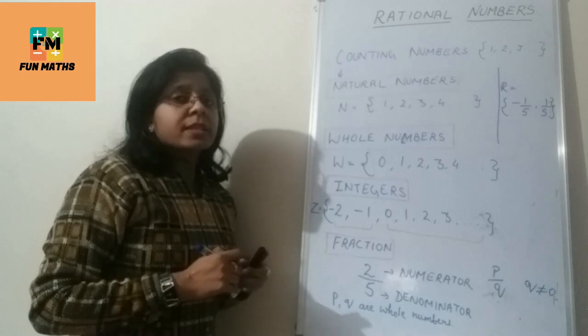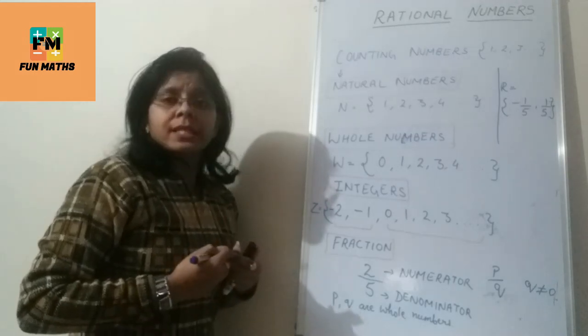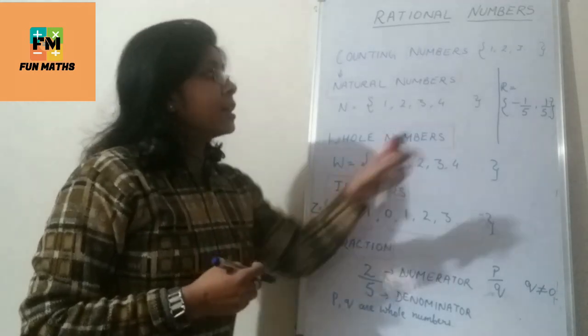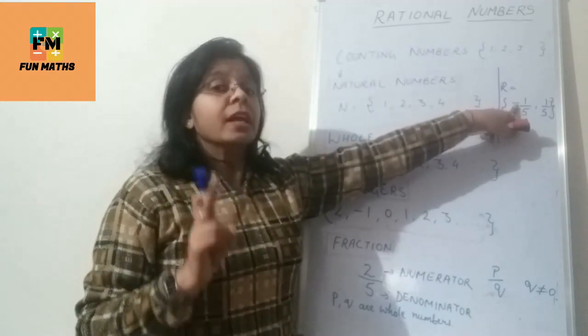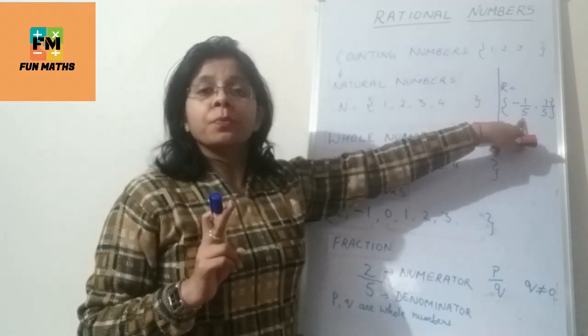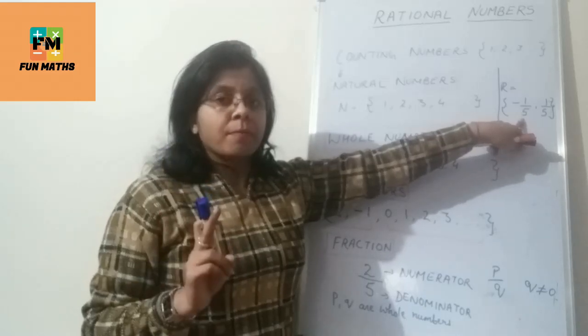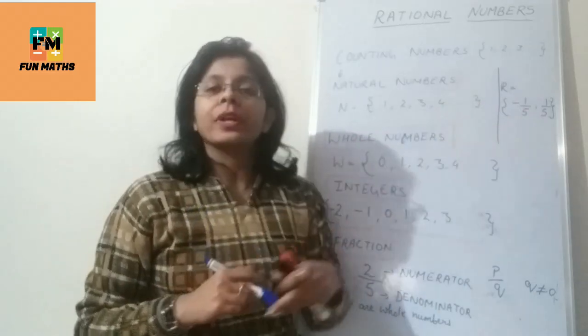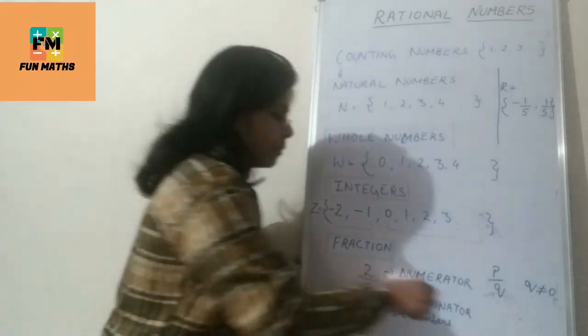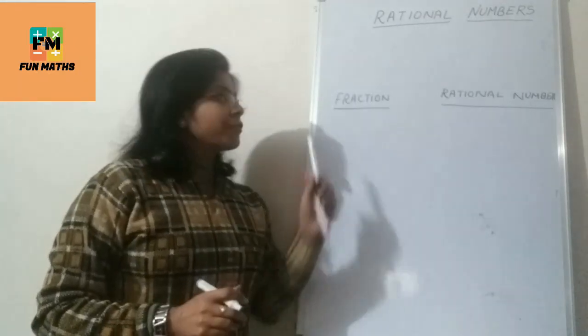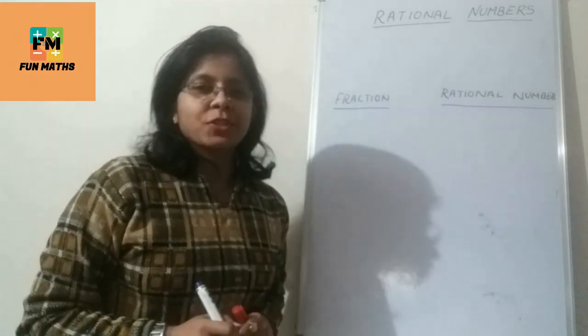But in the case of fractions, we cannot call minus 1 upon 5 a fraction, because here minus 1 is an integer, and for a fraction it is necessary that both p and q should be whole numbers. Here you can see minus 1 is an integer. So this is the only difference between a fraction and a rational number.